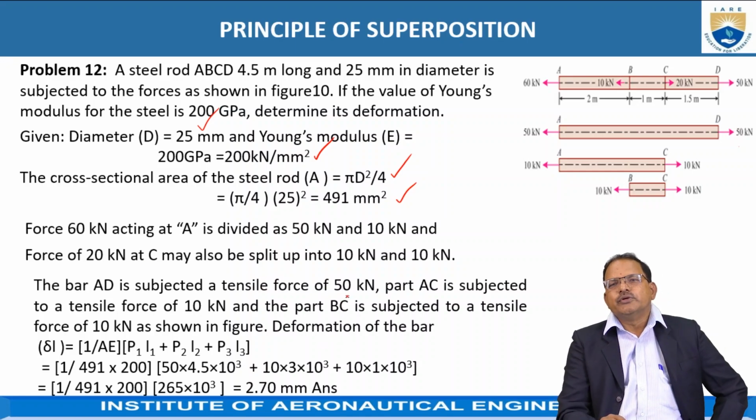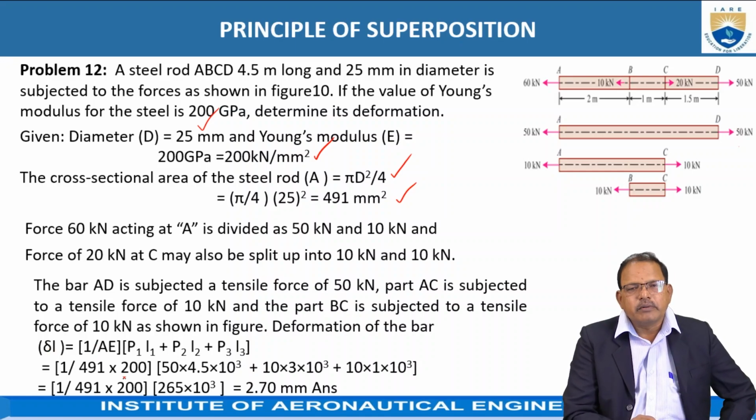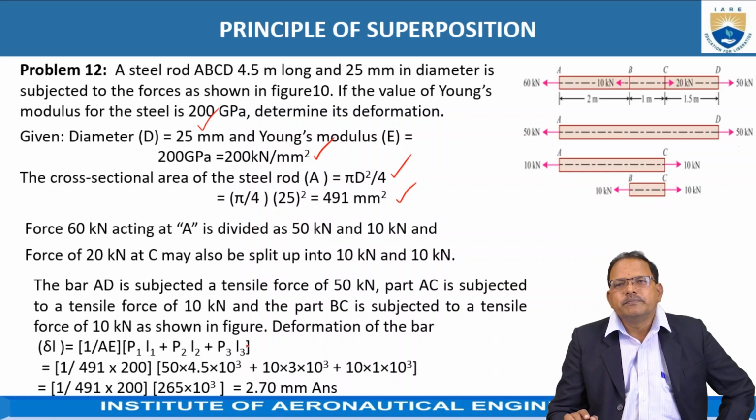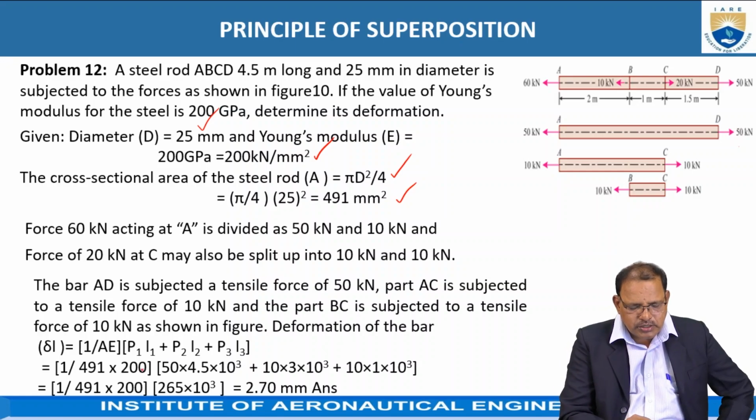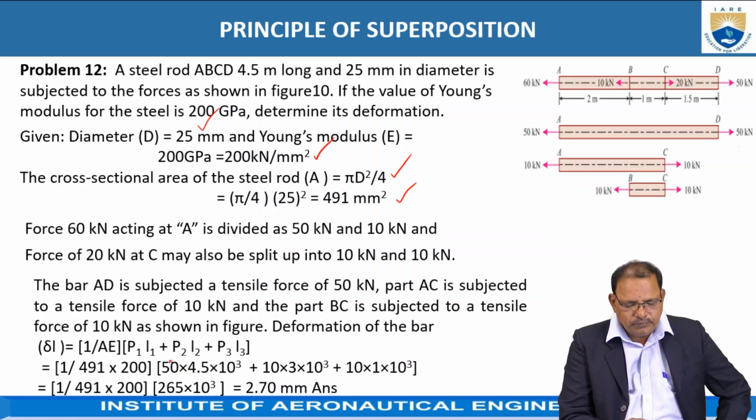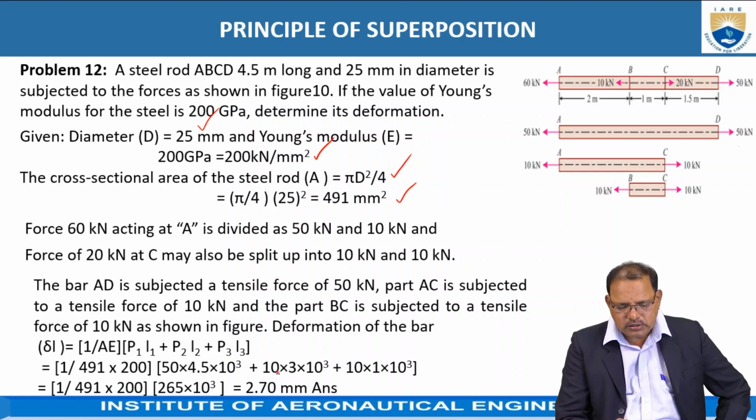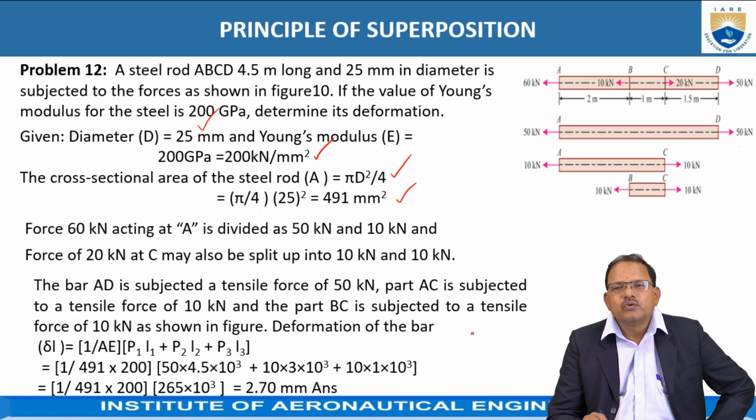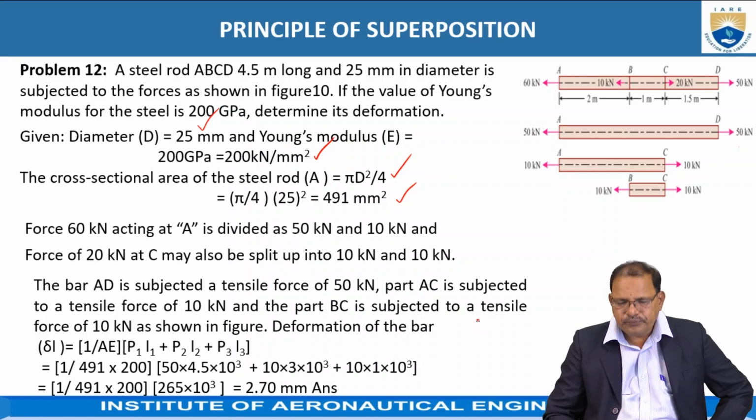So the total elongation produced in the bar is given by delta L is equal to 1 by AE into P1 L1 plus P2 L2 plus P3 L3. Substituting the values, here A is equal to 491 now, E is equal to 200, into P1 is equal to 50 into L1 is equal to 4.5 into 10 to the power of 3, plus the second one, P2 is equal to 10 now, L2 is equal to 3 into 10 to the power of 3 because we have taken 3 here, plus 10 into 1 into 10 to the power of 3 now. So on simplification we got this value equal to 2.70 mm now.